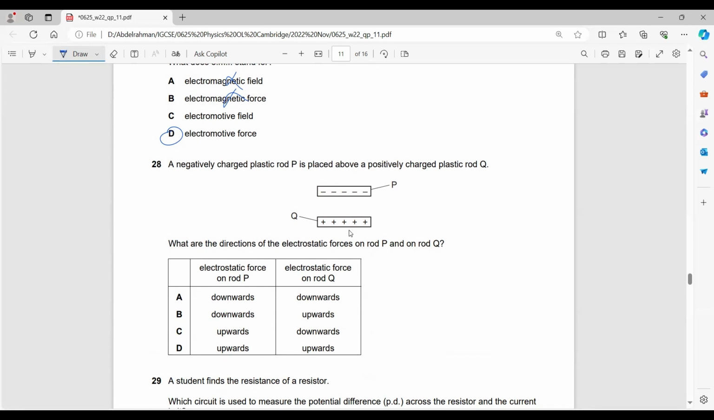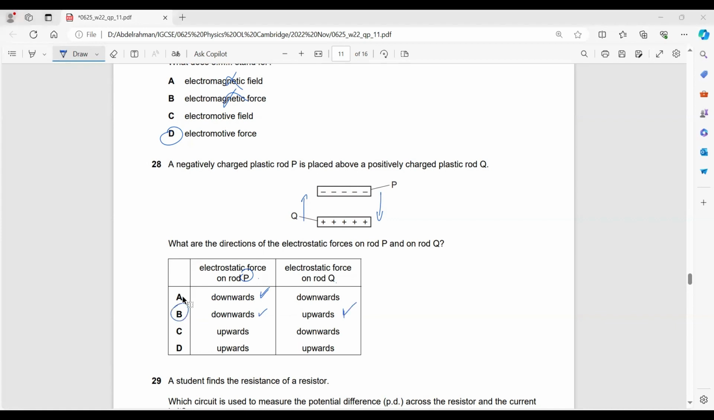Okay, P is positively charged and Q is negatively charged. They are both oppositely charged, so they will attract each other. So in other words, P will be attracted downwards, it will be pulled downwards, and Q will be attracted upwards or pulled upwards. So the force on P is downwards, and the force on Q would be upwards. So the answer would be B.